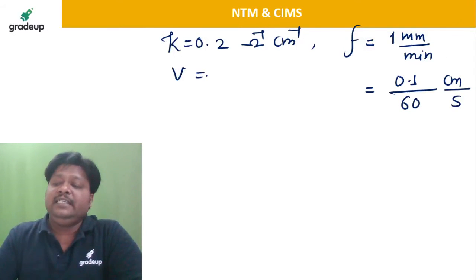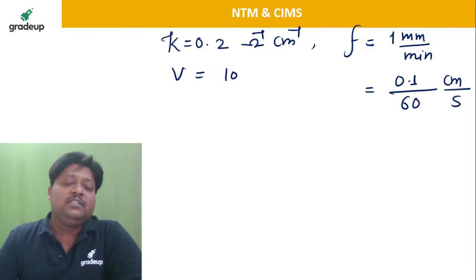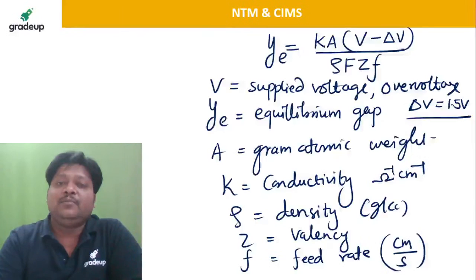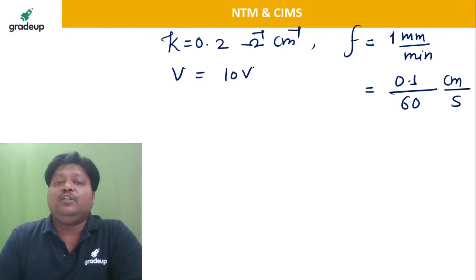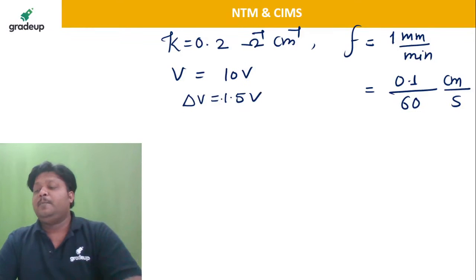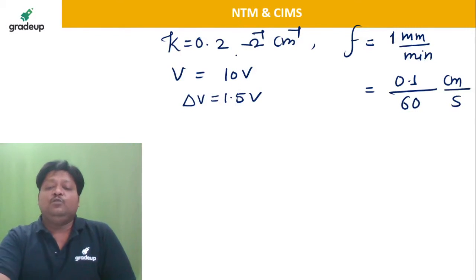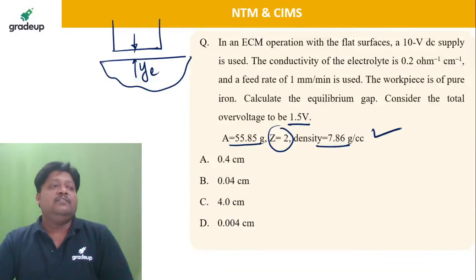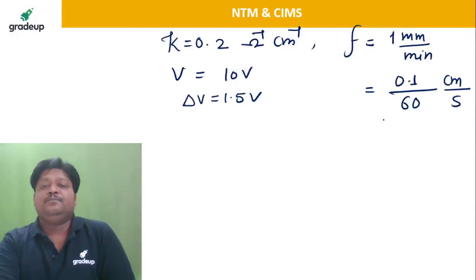Applied voltage is 10 volt. Supply voltage is 10 volt. And what is over voltage? It is given as 1.5 volt. Right? Gram atomic weight is given to you, density is given to you, and valency is given to you. See here, all the things are given to you. Now put the values there.